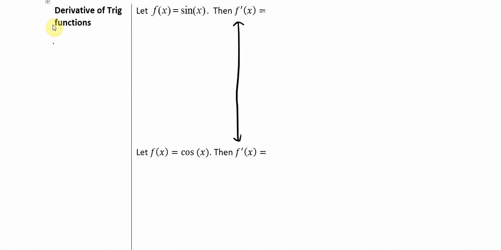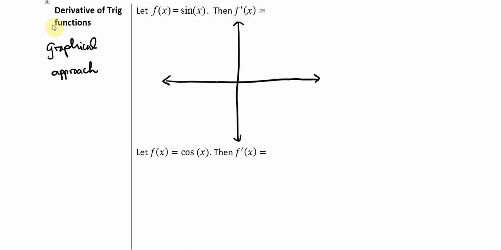So we're going to use a graphical approach to this. In calculus, we want to be able to do everything in 4 different ways: with symbols, that's algebraically; graphically, with images; numerically, with numbers; and in words. So here we're going to use what I call the graphical approach. We're just going to look at a picture of the graph here, and from there deduce what the derivative is.